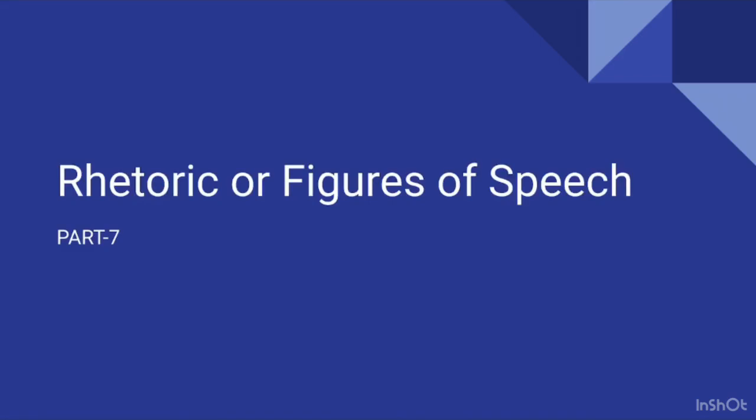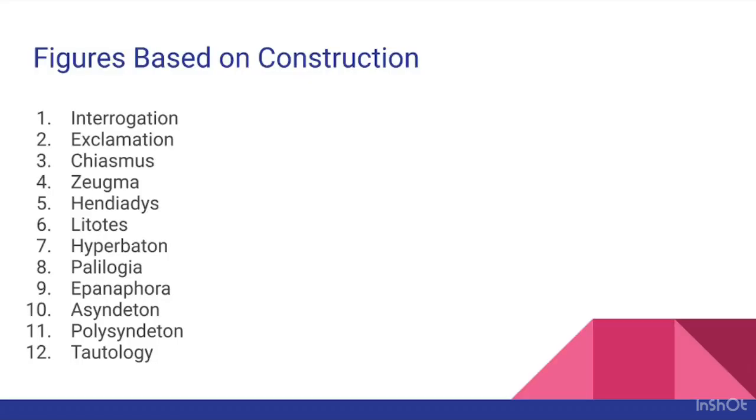And by now you have watched all the previous videos on rhetoric or figures of speech. This is part 7. In this video, I shall discuss figures based on construction. There are 12 such figures of speech under this category: interrogation, exclamation, chiasmus, zeugma, hendiadys, litotes, hyperbaton, pallilogia, epanaphora, asyndeton, polysyndeton, and tautology. However, the last one, that is tautology, is not exactly a figure of speech, but rather consists of a defective use of language.